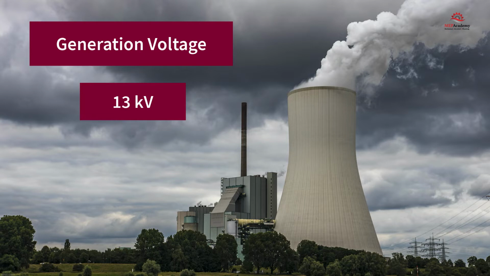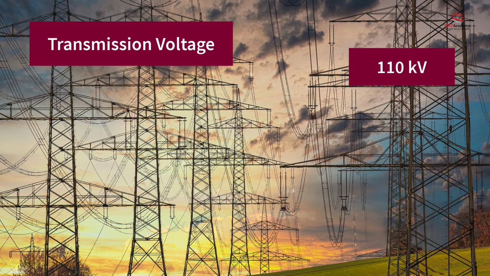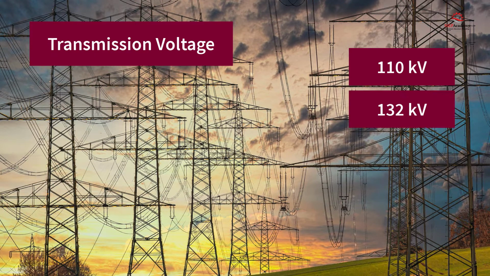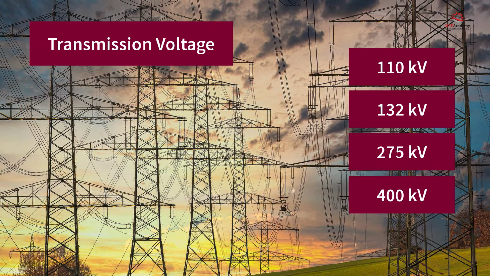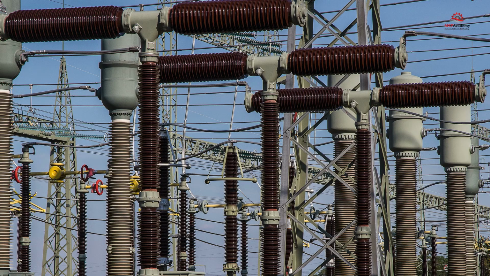This electrical power gets sent over the transmission wires at much higher voltages of 110, 132, 275, 400, and 750 kV. These voltages are increased by three-phase step-up transformers for higher efficiency transmission.